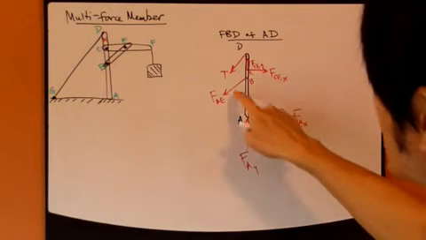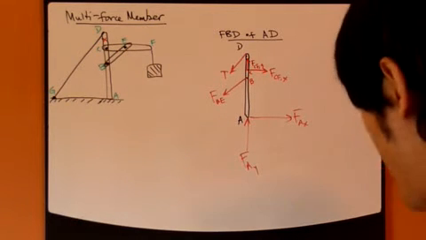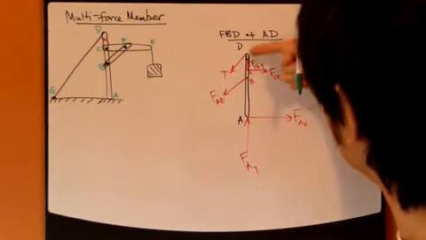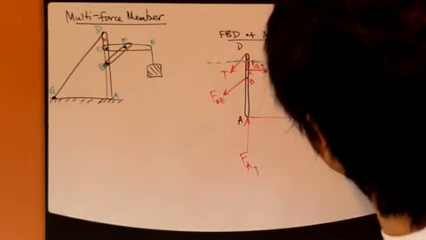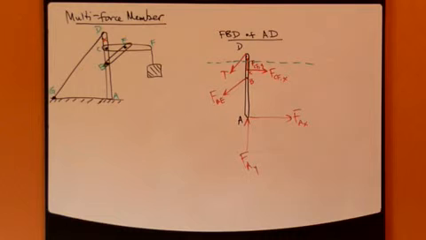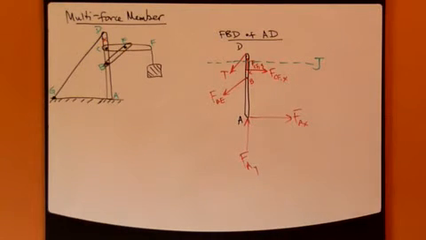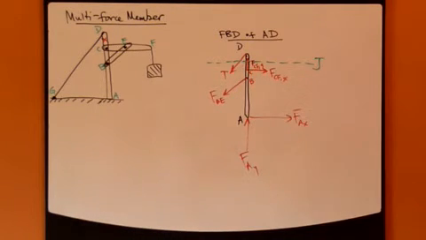Okay, so 1, 2, 3, 4, 5, 6 forces. It's a 6-force member. Now I'm interested in looking at the internal force somewhere between C and D, like here. So I'm going to do a cut plane through C and D. I call this cut plane J. So what's going on at this position, inside this member, along cut plane J?